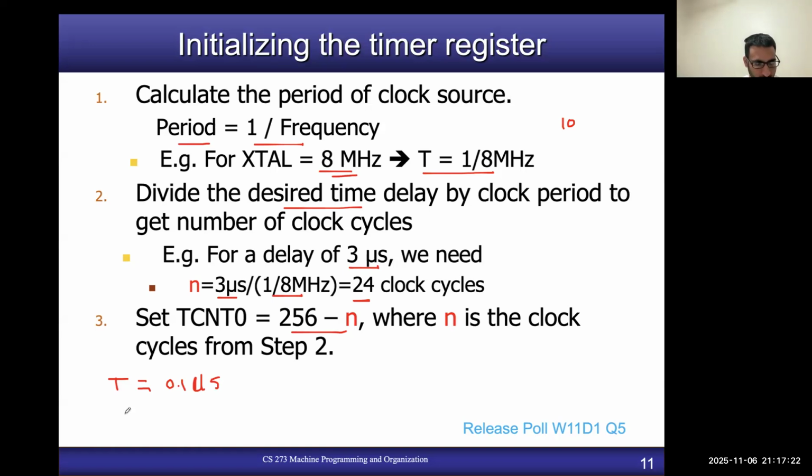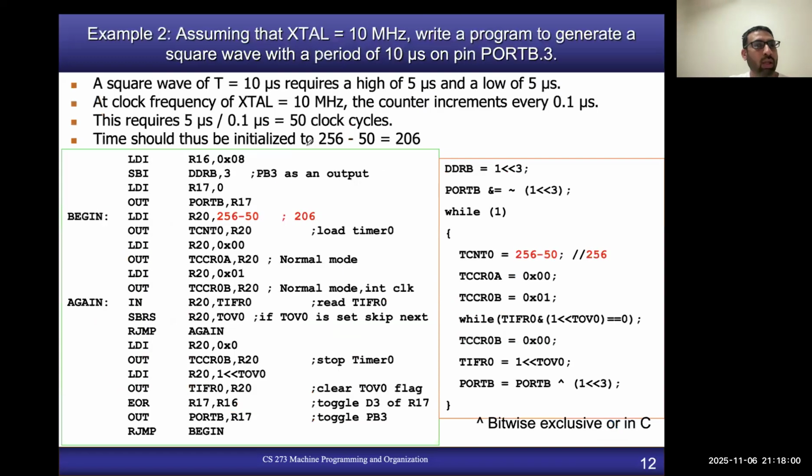So if I do the division, 6.25 divided by 0.1 gives me n equal to 62.5, right? Now I can subtract 62.5 from 256. If I do that, I get the value of 193.5. You can round it either to 193 or 194. That is why there were two correct answers, 193 and 194.